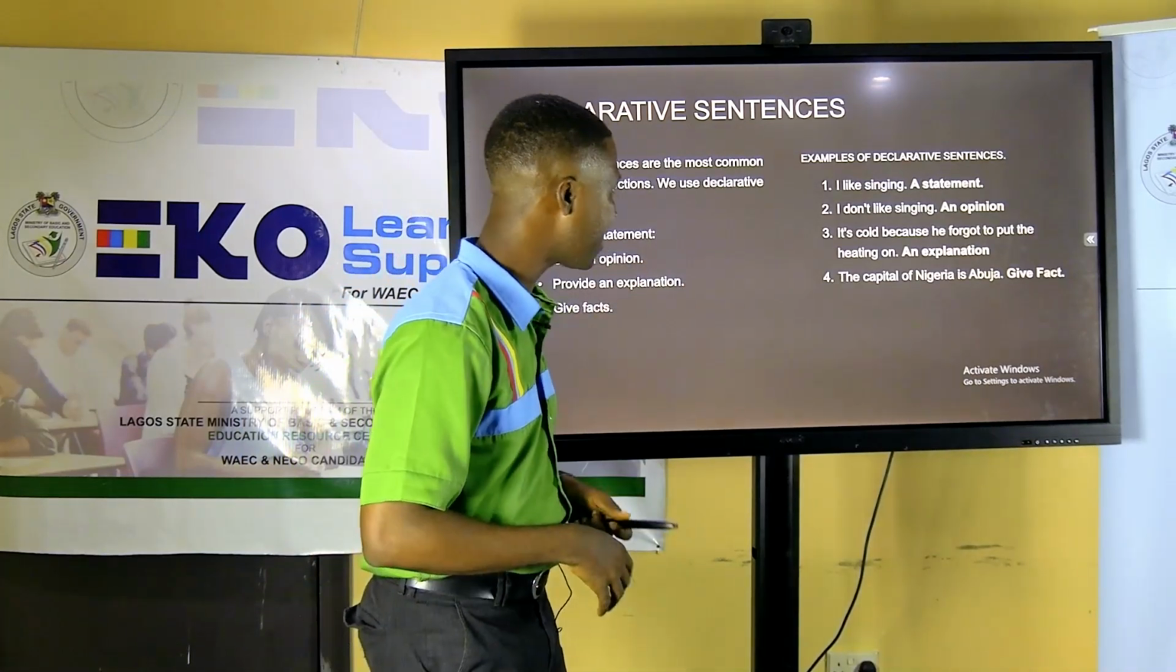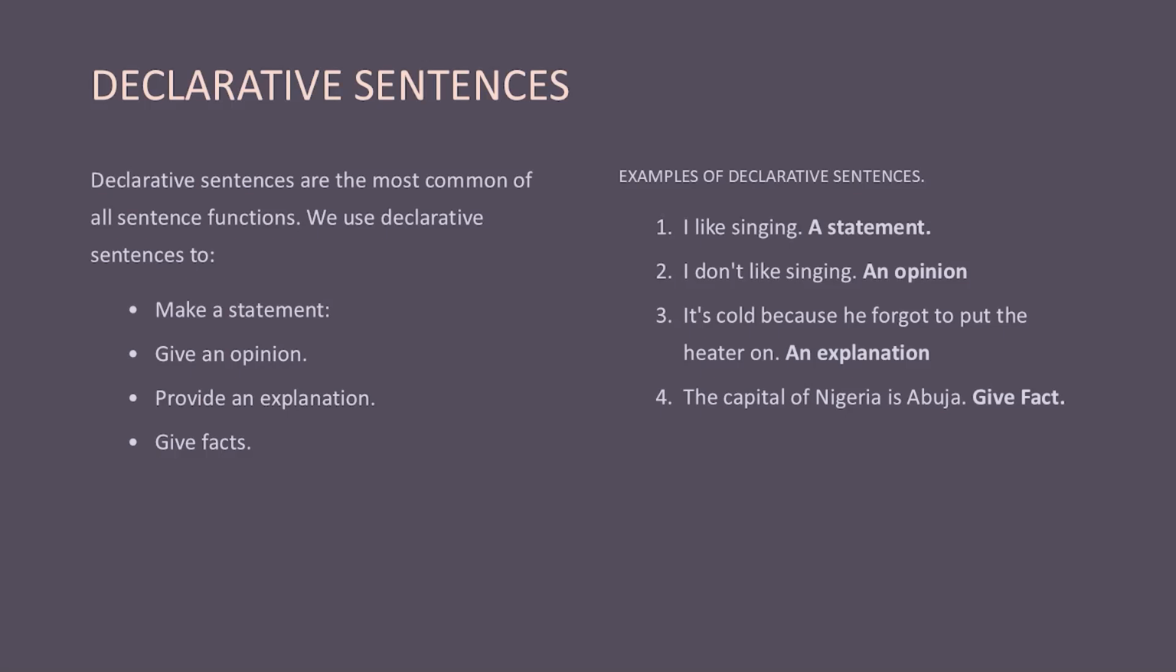Let's look at some of these examples. The first one, I like singing, which is a statement. It is a statement, as we've said earlier on, that your declaratives can be statements. The second, I don't like singing. It is an opinion. Thirdly, it is cold because we forgot to put the heater on. It is an explanation. And the last one, the capital of Nigeria is Abuja, which gives a fact.